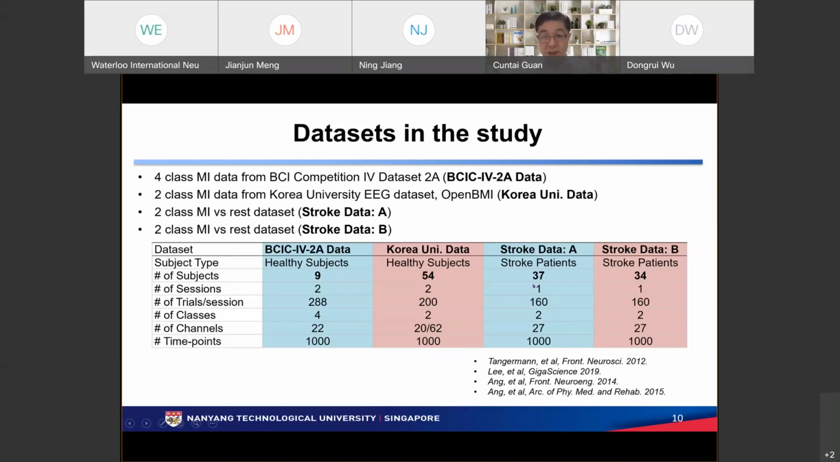For each of the calibration sessions, they have 160 trials for 2 classes. This is basically a detection scenario. They attempt to perform motor movement or intention, and we record it using a NeuroScan with 27 channels. Again, all 4-second length. So this is the background of the data.